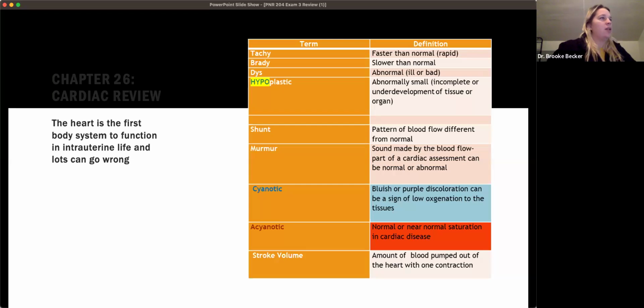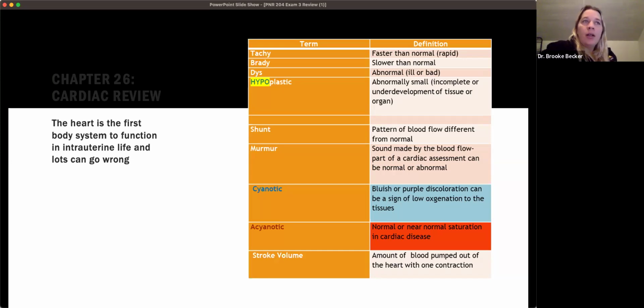Okay, cardiac review. Wow, this slide is kind of hard to see. So these are your terms. Tachycardia is a faster or rapid heart rate. Bradycardia is slower. You guys should all know these. Dyscardia means ill or dysfunctioning. Hypoplastic means abnormally small or underdeveloped.